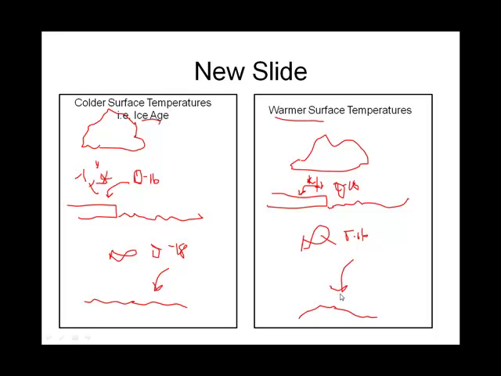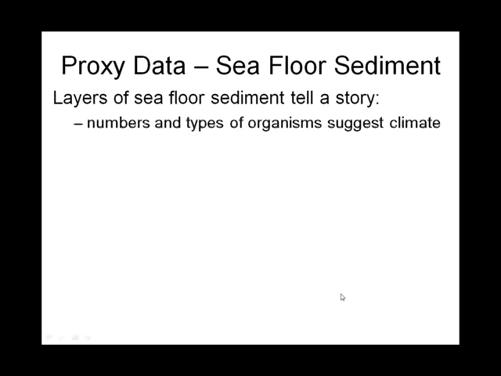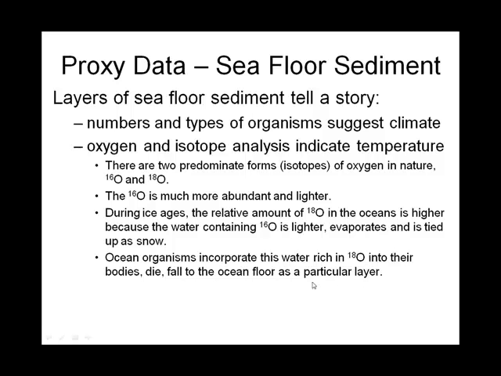Okay, so if we go back to the slides that I had available for you, that's why, again, focusing on the seafloor sediment only, during ice ages, oxygen 16 is tied up in precipitation, creating our ice sheets. So oxygen 18 then is what we end up with in our sediment.